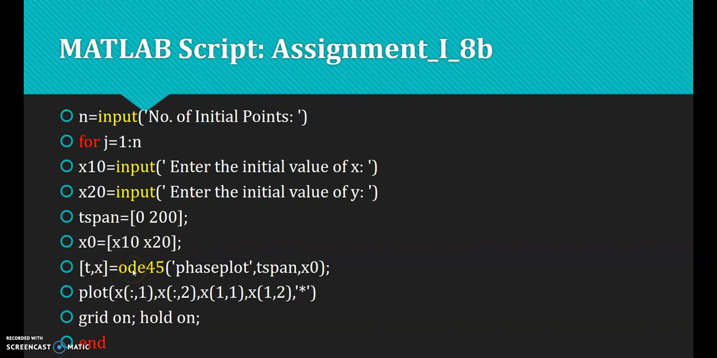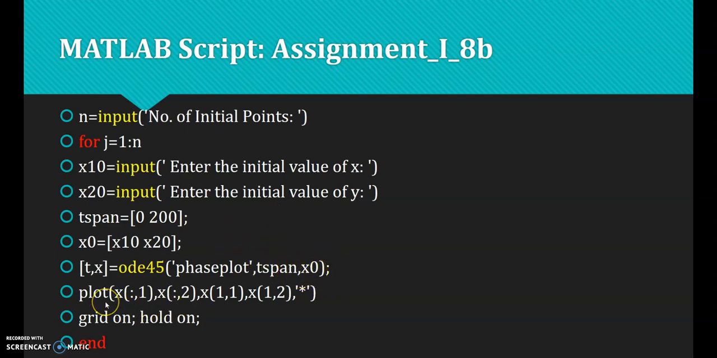So keeping in mind the syntax of ODE45, we have written [t, x] = ode45. If you remember, the function, the corresponding differential equation, was saved in phaseplot.m. So inside single inverted commas, 'phaseplot', I require this t-span, that is, what should be the length of time where the differential equation will be solved, and with the corresponding initial input.